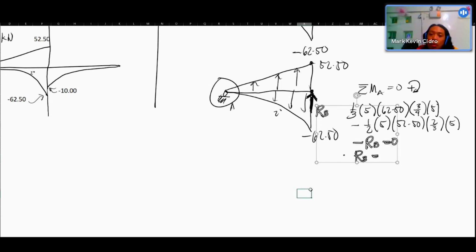Moment pala ngayon kita, ano? May dapat times 5. Times 5 pa, 5 RB. May dapat times 5 kasi may moment arm. What's RB? Kindly solve.